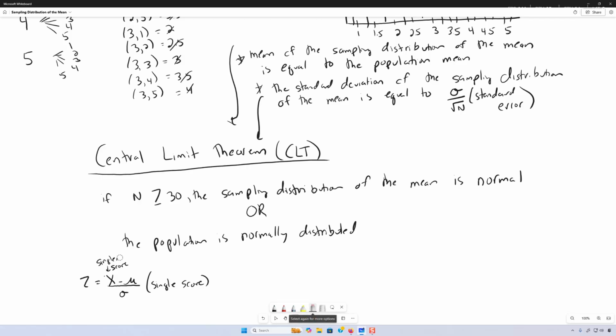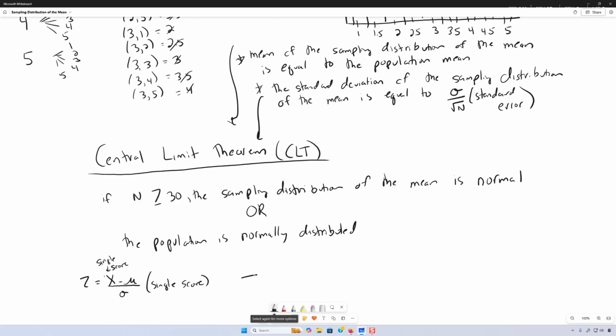We're comparing it to the population mean, which is mu, and dividing it by the standard deviation. We need to know the standard deviation. We also need to be told that the scores are normally distributed because that's not guaranteed, right? We don't have 30 or more. We only have a single score. So we have to be told that the scores are normally distributed to use Z.